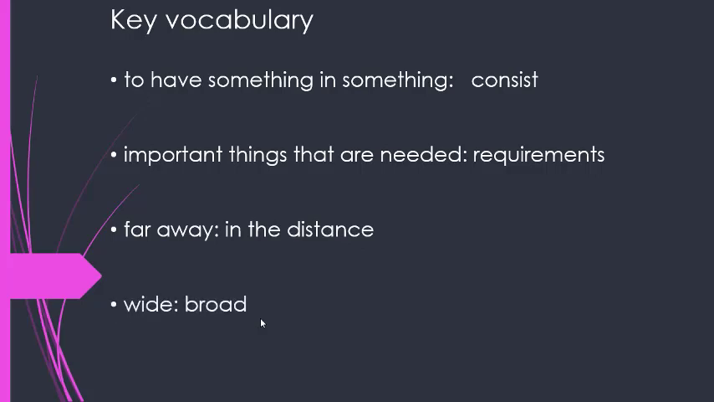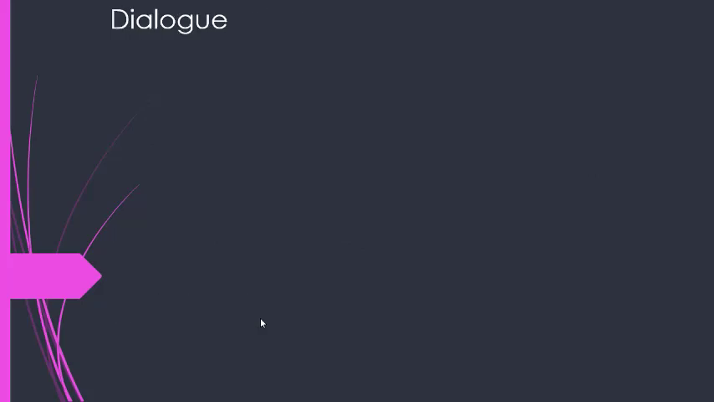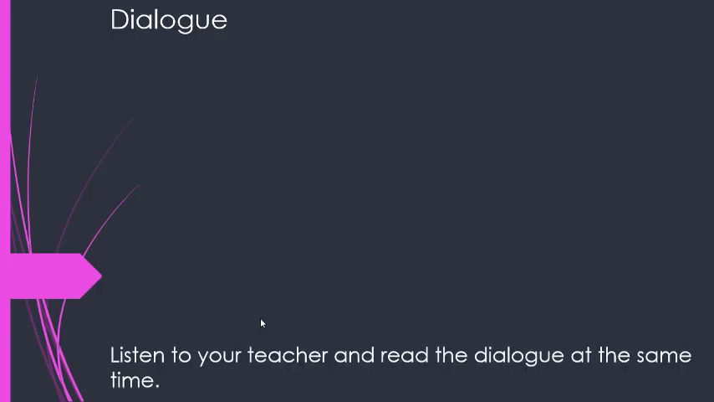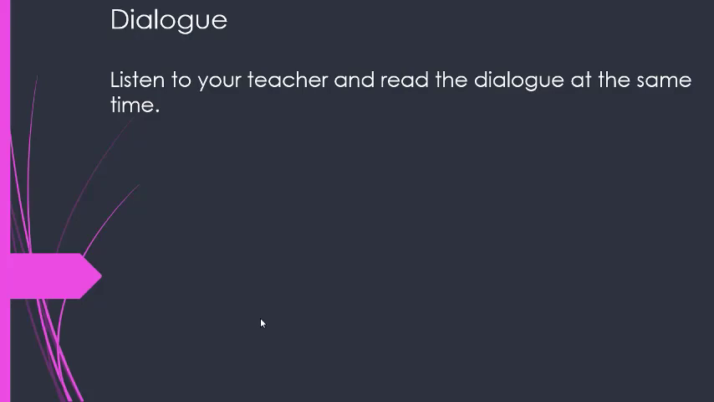So after you have learned these vocabulary words, it's time for you to go to the dialogue. As you can see in the dialogue on page 45, there are two people talking. Could you say who they are? So they are Sujita and Mary. In the dialogue, Sujita asked Mary about the place that she visited before. So please listen to me and read the dialogue at the same time. Let's go, everyone.